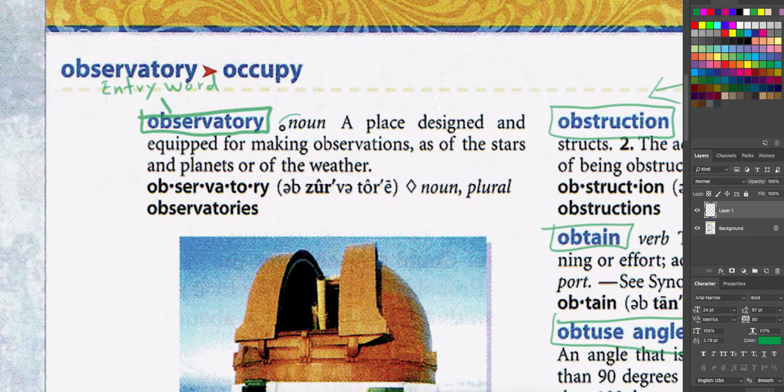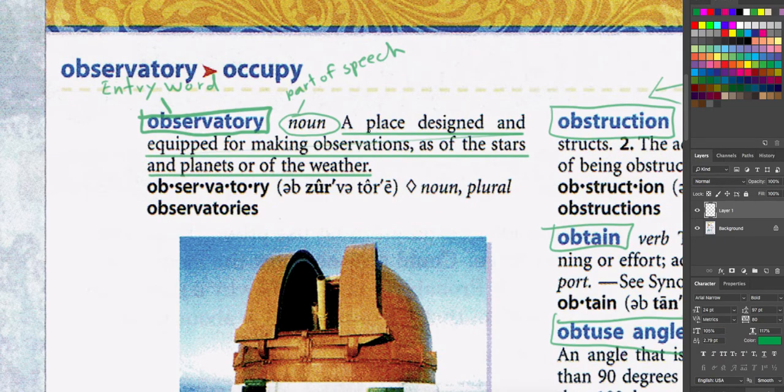The next part here, you see it says noun. This tells us the part of speech. So this tells us that an observatory is a noun, so we can't use that word as a verb. We can't say the monkey observatory the box, because that's not how we use the word observatory. It's a noun, not a verb. And the next part here is, of course, the definition. It tells us what the word means.